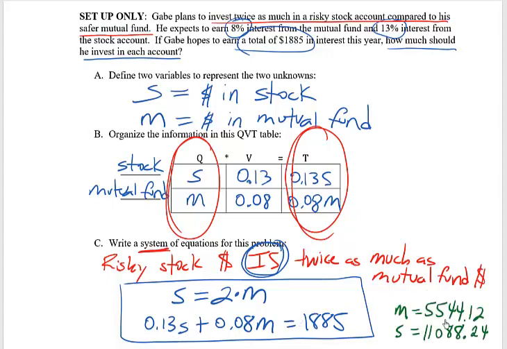If you solve the system and you want to check yourself, here are the answers. They didn't come out nice. I had to do some rounding. I just rounded to the nearest cent. So I got $5,544.12 for the mutual fund money and $11,088.24 for the stock.